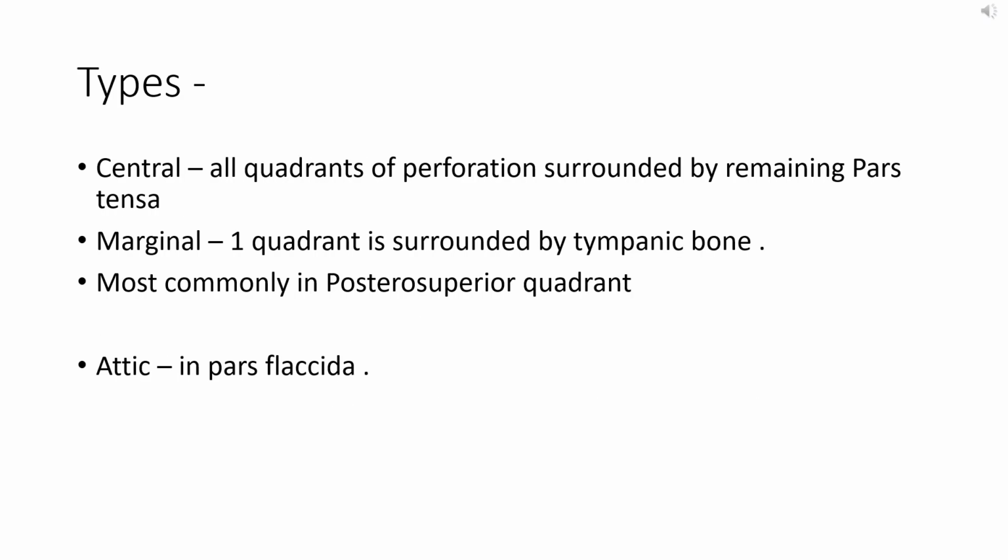Now, what are the types of perforation? Basically, it can be divided into three types: central, marginal, and attic. What is a central perforation? In which all the quadrants of perforation are surrounded by the remaining pars tensa. That is known as central perforation.